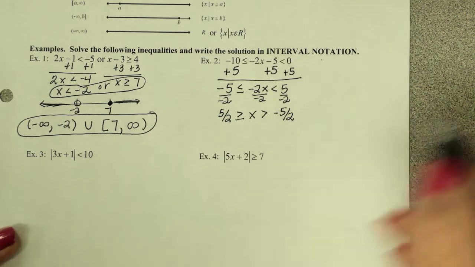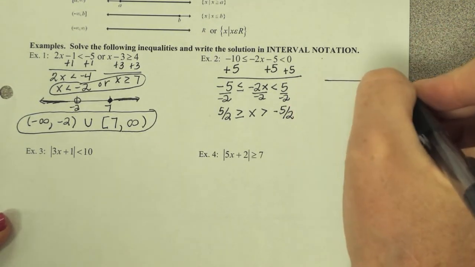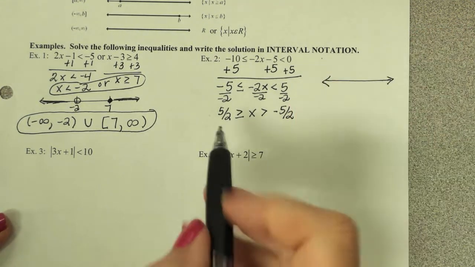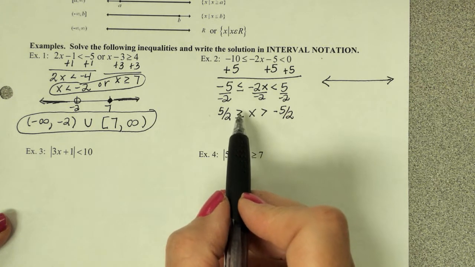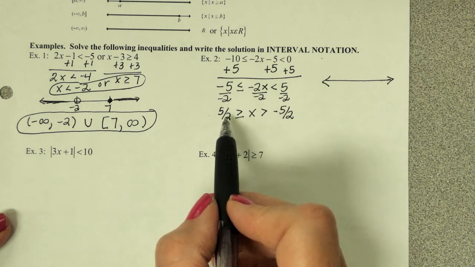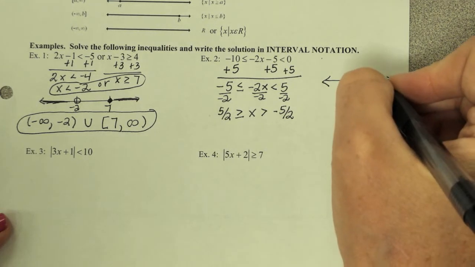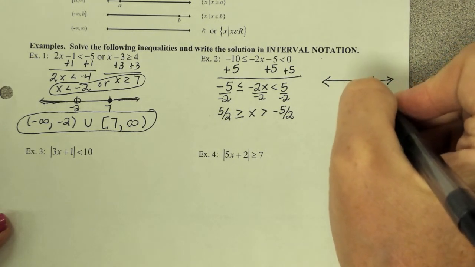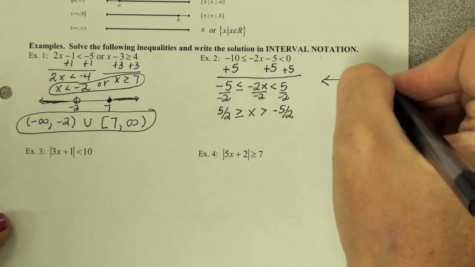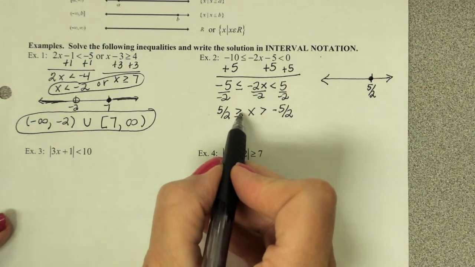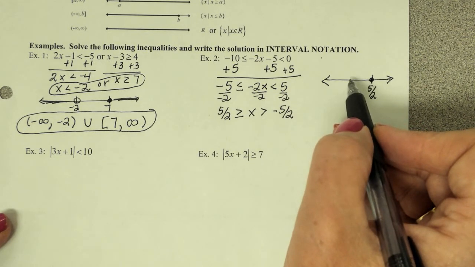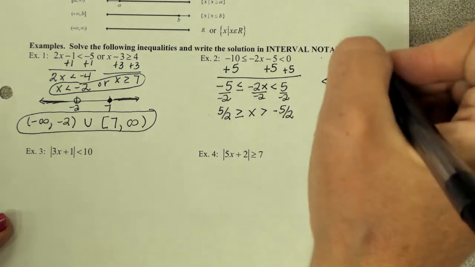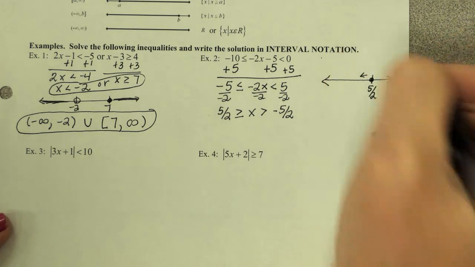Now, let's go over here and let's graph this. So this is saying that x has to be less than or equal to 5 halves. Here's 5 halves. I'm allowed to be equal to it. If I have to be less than 5 halves, is that to the right or to the left? To the left, isn't it? So we're talking about down this way.